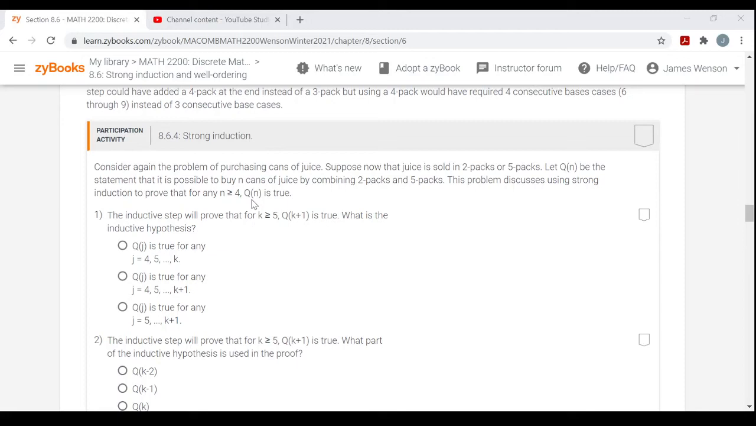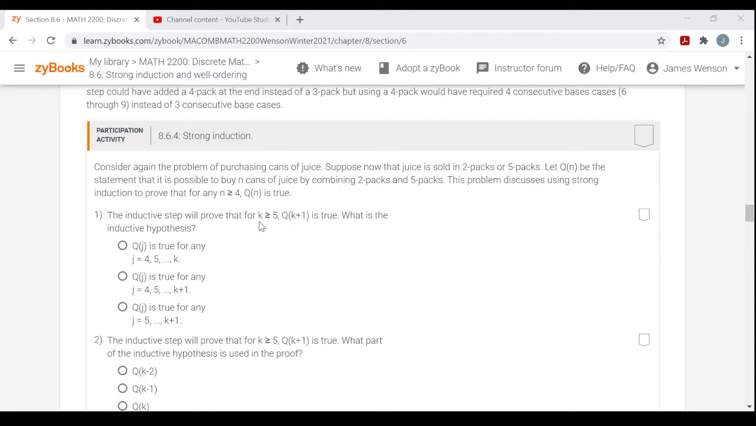So I want k minus 1 to be in the range from 4 to k, so that my induction hypothesis holds, is true. So I want k minus 1 to be greater than or equal to 4, meaning I want k to be greater than or equal to 5. So I need to do base cases up to 5. So for n equals 4 and n equals 5, right? So obviously you can buy 4 cans, you just do 2 2-packs. You can buy 5 cans, do a 5-pack.